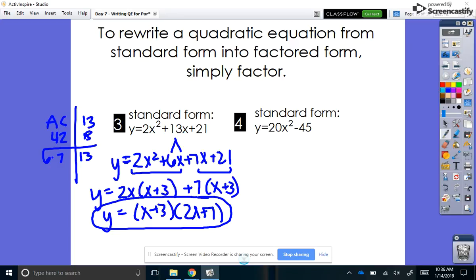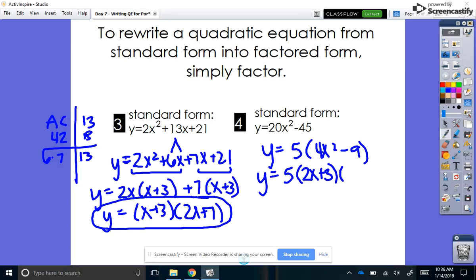For number 4, there are 2 terms, so I'm going to take out a GCF of 5, and you get 4x squared minus 9, and then that factors further, because 4x squared minus 9 is the difference of 2 squares. So that will be 5 times (2x plus 3)(2x minus 3).